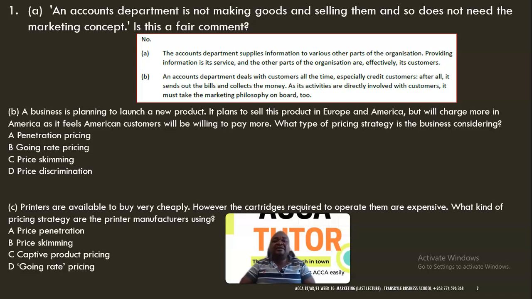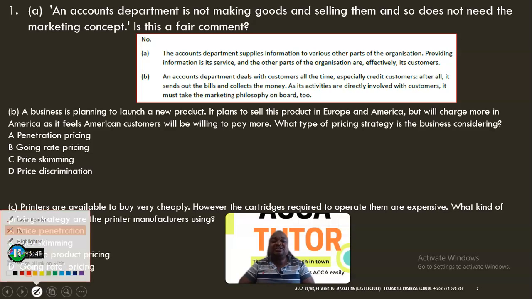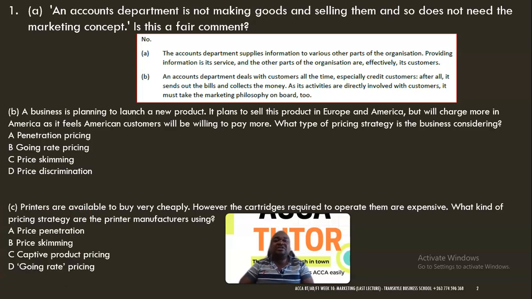So there are various reasons which have been given by the examiner. The first reason, as you can see on the screen, is that the accounts department itself supplies information to various other parts of the organization. Providing information is its service. So what the accounts people sell is the provision of information, which is their service.